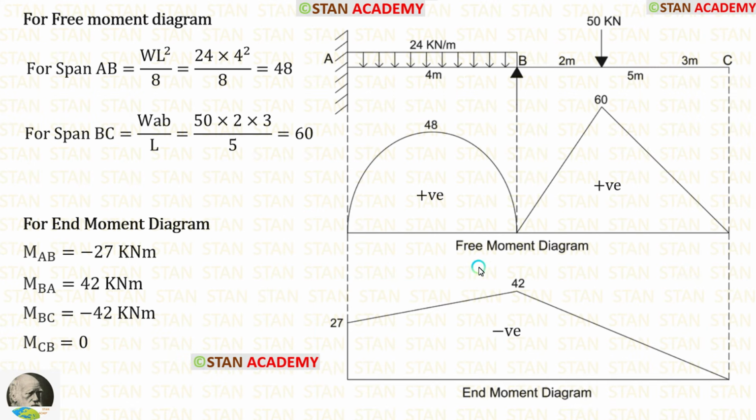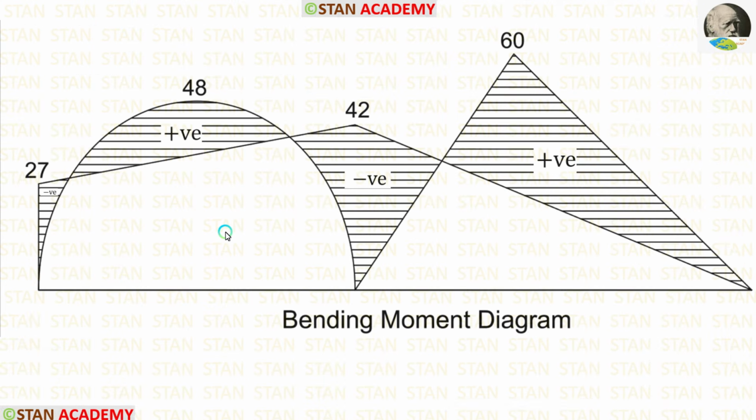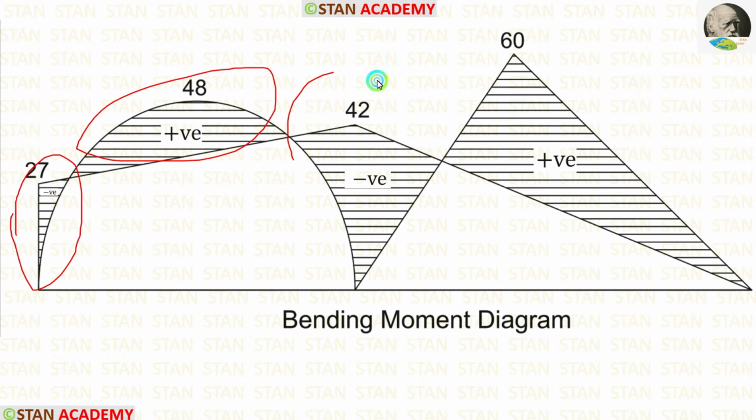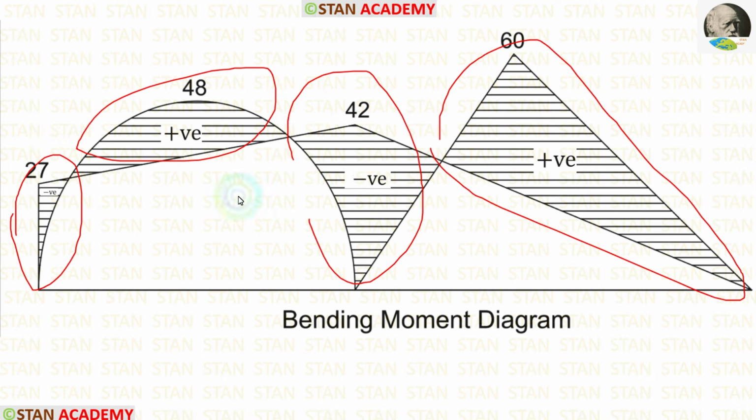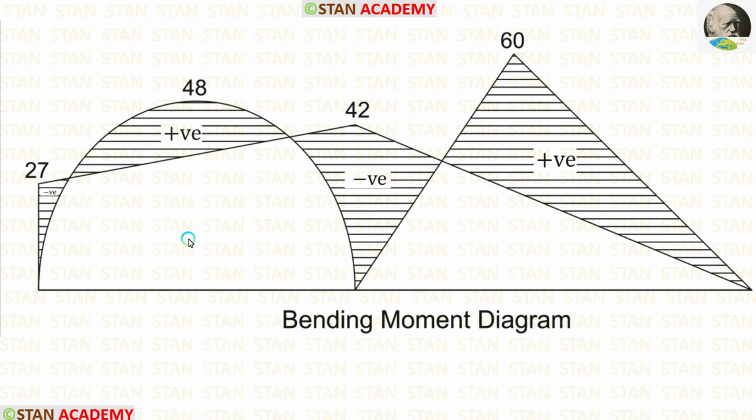Now, let us combine the free moment diagram and end moment diagram and make the bending moment diagram. Wherever they are acting alone without mingling, we can mark the values with the signs. Here the end moment diagram, here the free moment diagram, end moment diagram, and finally the free moment diagram. Wherever they are acting together, we are not marking anything, we just keep the space empty.